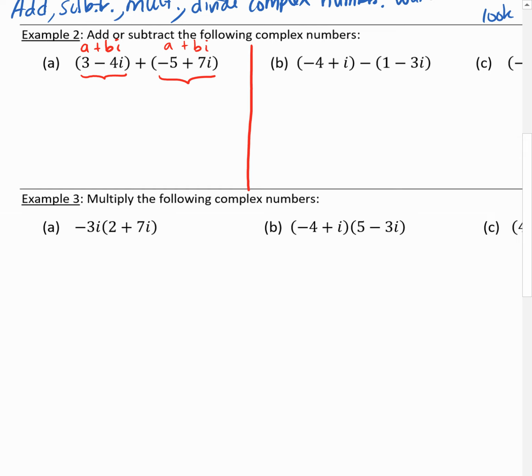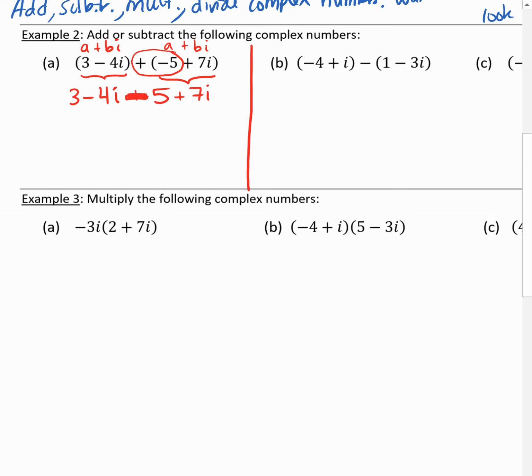So the parentheses, they're not really there for any reason, because there's nothing to distribute or anything like that. I think they're just kind of there to show you these are two different complex numbers we're trying to add. But if you want, you can just remove the parentheses altogether. And I was going to put a plus in the middle, but I noticed plus a -5 is really just -5.